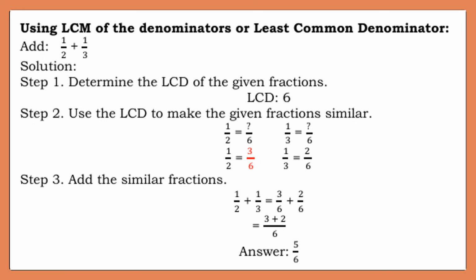Solution. Step 1. Determine the LCD of the given fractions. The LCD is 6, that is 2 times 3. Step 2. Use the LCD to make the given fractions similar. Step 3. Add the similar fractions. The answer is 5/6.